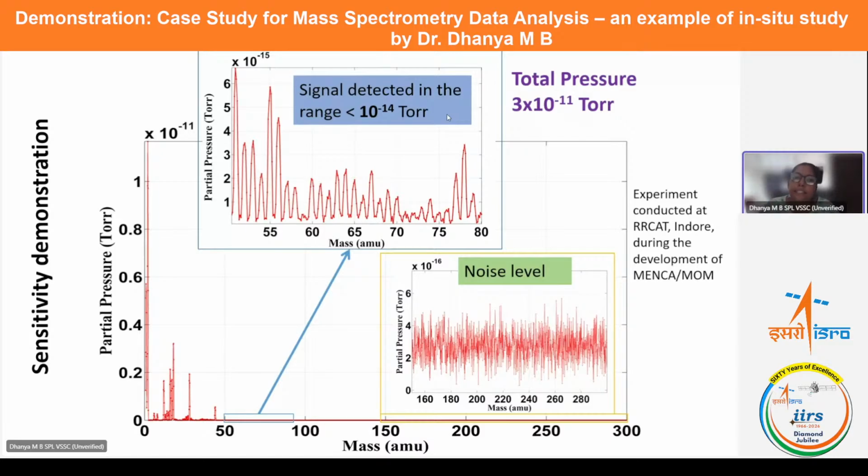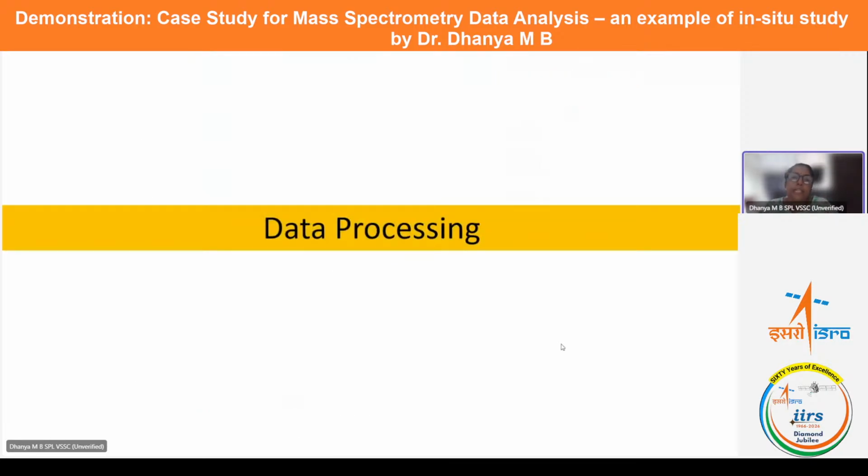That much low density. At 10 to the minus 14 torr, we have demonstrated this in the laboratory using a special facility at RRCAT, which is situated in Indore. So during the Mars mission time, our mass spectrometer is able to see signals up to 10 to the minus 14, and this is the kind of noise level. So this establishes the sensitivity. This is a part of the calibration. Now when we come to data processing.